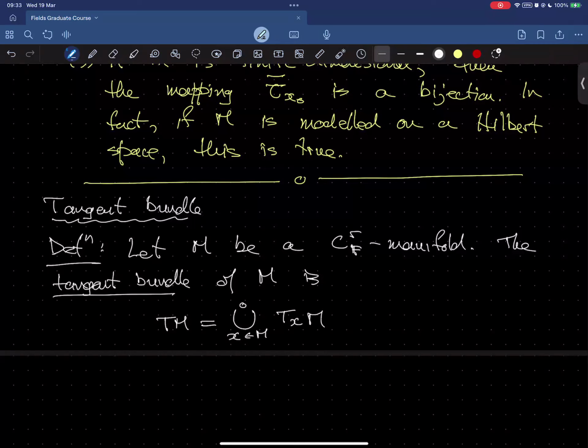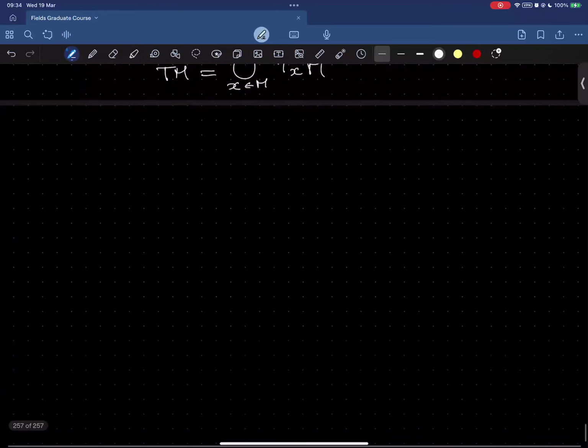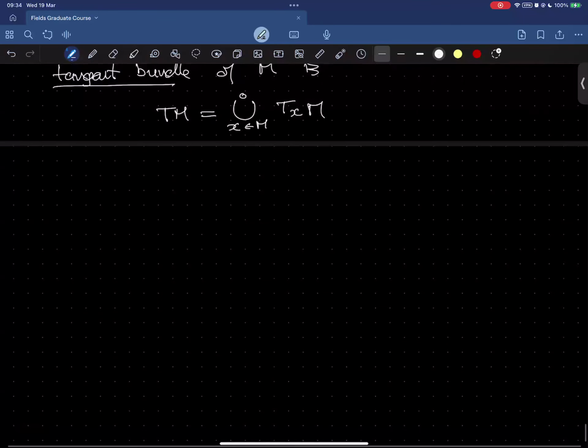If you don't know what the disjoint union is, it kind of doesn't matter in this case because all the tangent spaces are disjoint anyway. There's no way for a tangent vector at one point to also be a tangent vector at another point, so you can just think of this as being the union, no problem. Okay, so that's what the tangent bundle is.